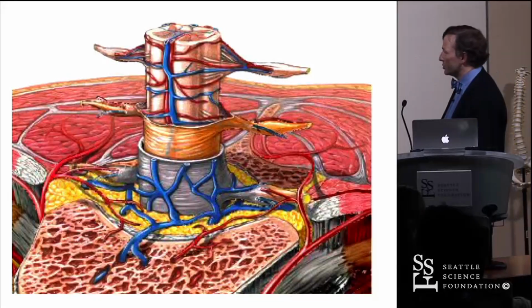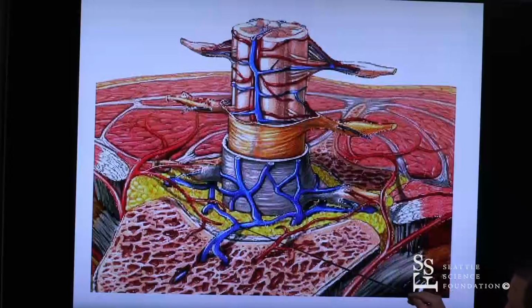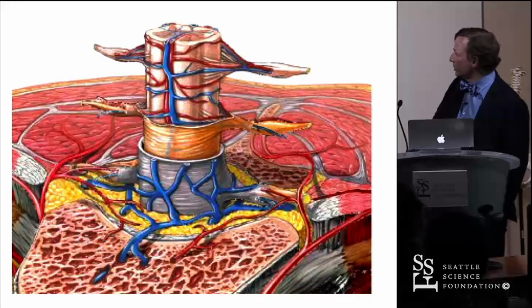There's also an interesting little vein. This is a little cloudy, but this is called the basivertebral vein. At each segment, each vertebral body, from the inside, you see a vein that drains through the vertebral body back into this vertebral venous plexus. So a basivertebral vein is a common finding and helps to drain the vertebral body from the inside out.